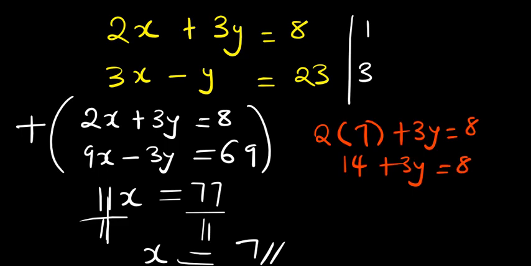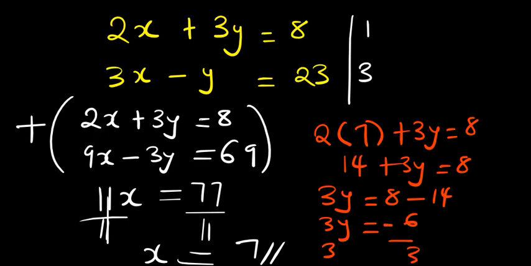Okay, so I can take the 14 to the other side. I'm going to have 3y is equal to 8 minus 14. That gives us negative 6. Then I divide by 3 on both sides. So y therefore will be equal to negative 6 divided by 3. That will give us a negative 2. Okay, so basically that is how we solve simultaneous equations using elimination.